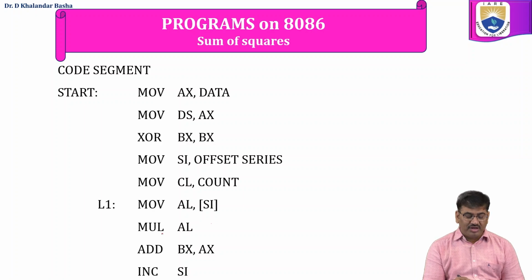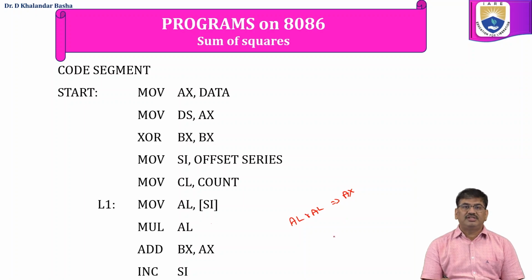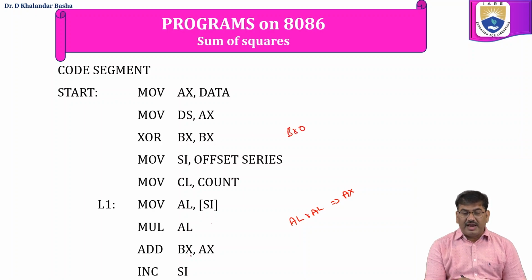Now we will find the square of the number by using MUL AL. This instruction will multiply the AL contents with the AL contents, and the result will be in the AX register, which is of 16-bit size. After finding out the square, we are going to add it to the default sum that is in the BX register, initialized with 0. So now we are going to add BX, AX. This instruction will add the previous sum with the square of a number. That result will be stored in the BX register.